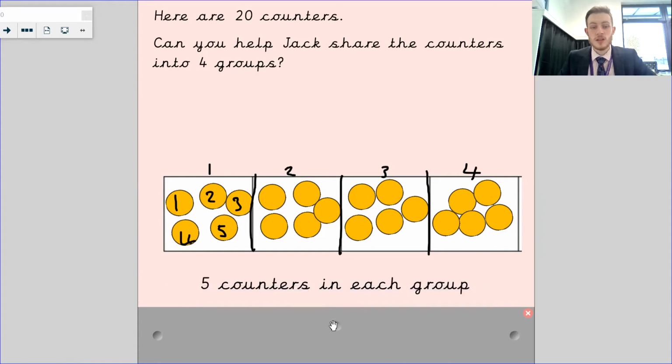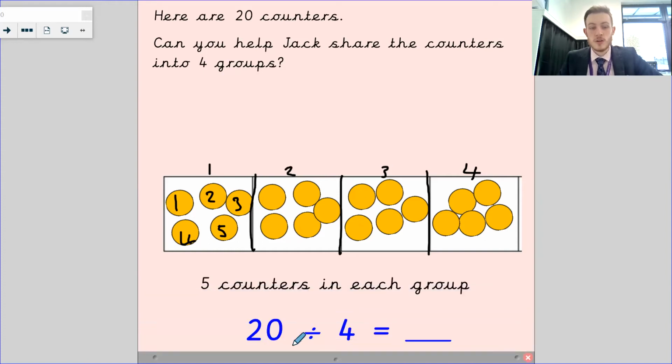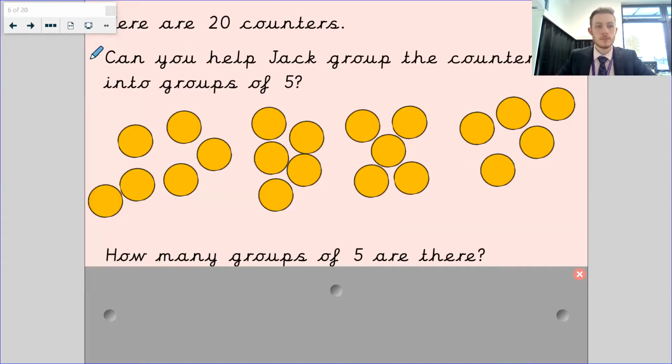So let's have a look. 5 counters in each group, 20 counters to start with. 1, 2, 3, 4 groups, and I've got 5 in each group. Good job. Let's move on to the next example.